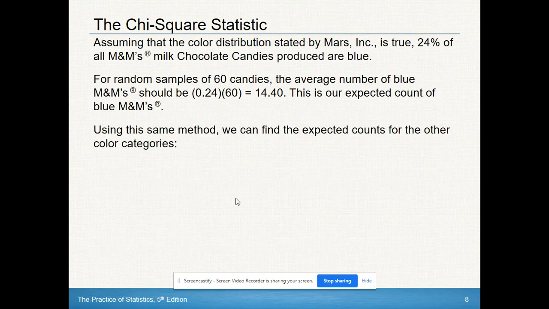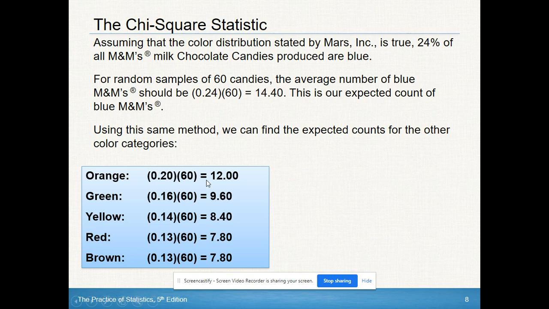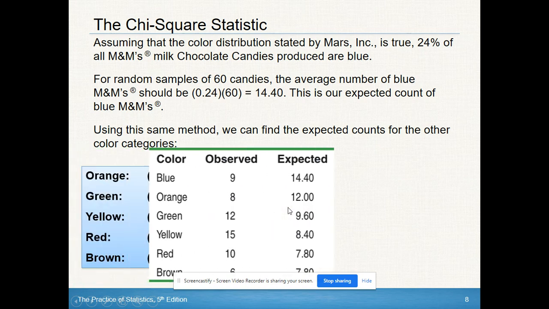So, assuming that the color distribution stated by Mars is true, 24% of all M&Ms are blue. So for a random sample of 60 candies, the average number of blue M&Ms should be 24% of 60, which is about 14. That's what we call our expected count. And then we can do the same thing for all the other categories. So we would expect 20% of those 60 M&Ms to be orange, so we would expect 12 to be orange. We would expect 9.6 to be green. It's okay if you have a decimal there. I know you can't get 0.6 of a green M&M. We would expect 8.4 to be yellow, and so on.